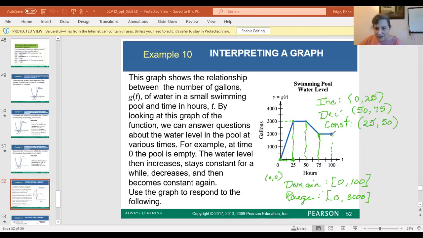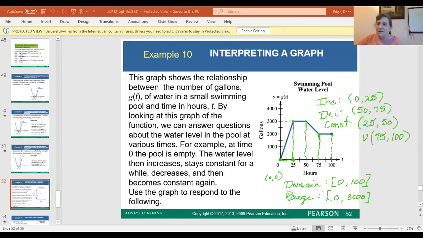And then from 75 to 100 hours, it was constant again. So this is going to be union 75 to 100. It doesn't have to be either increasing or decreasing, but it does have to be increasing, decreasing, or constant. So between all of these, it should cover the entire domain. So we've got 0 to 25, 25 to 50, 50 to 75, and then 75 to 100. And that's how you find the increase, decrease, and constant.